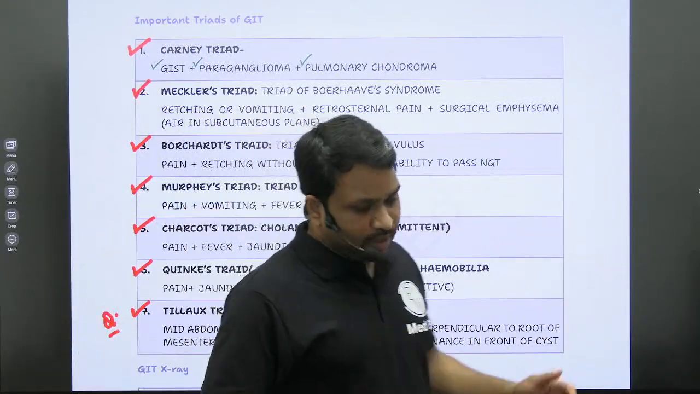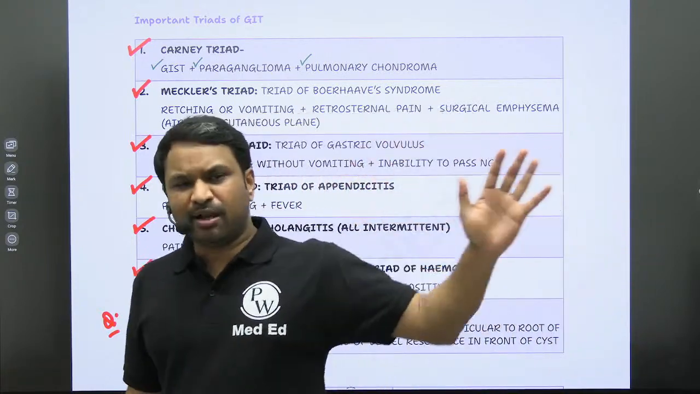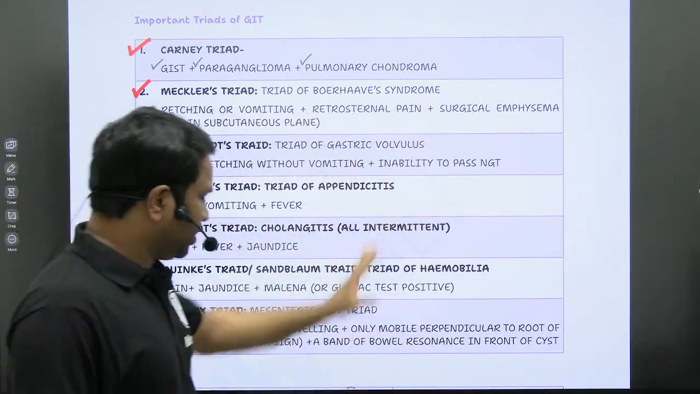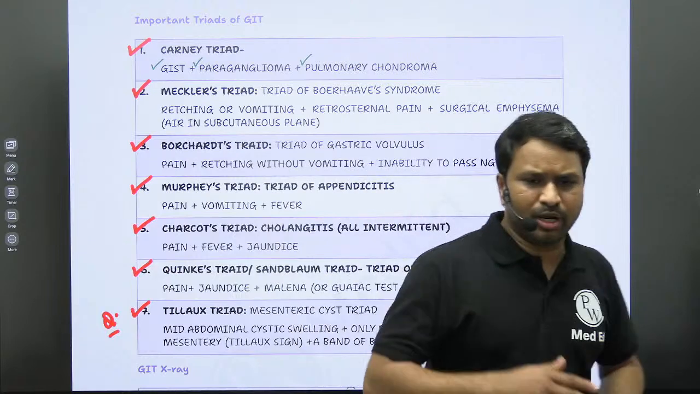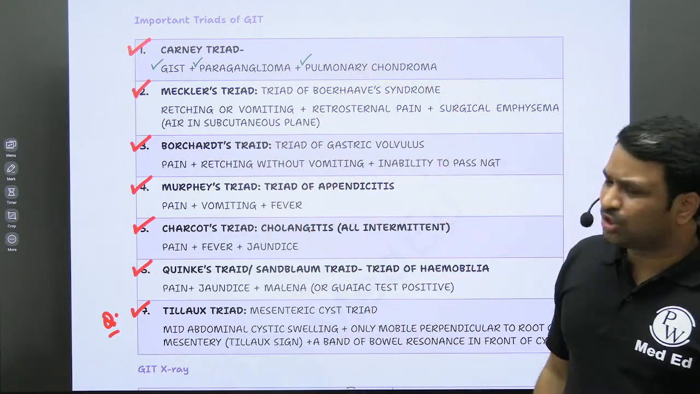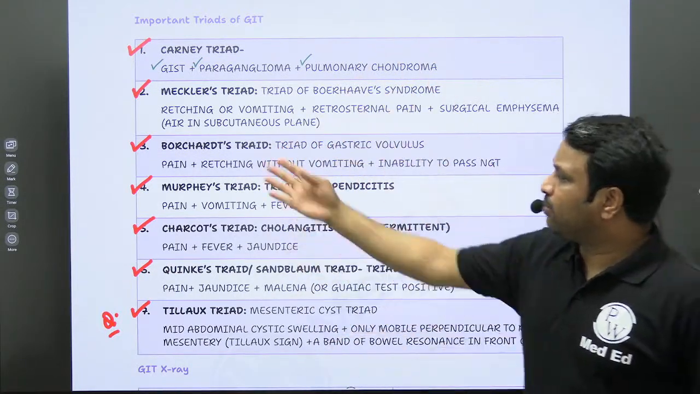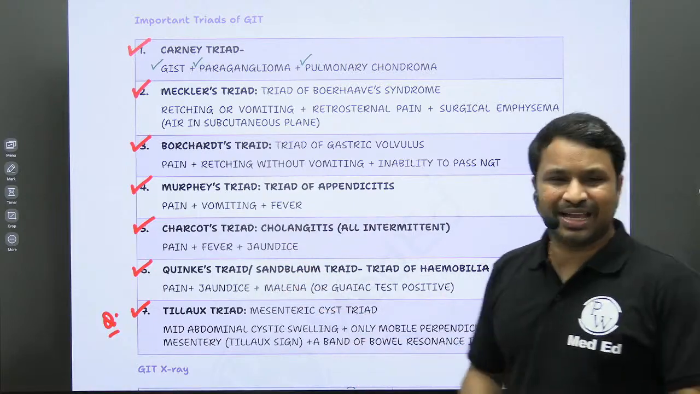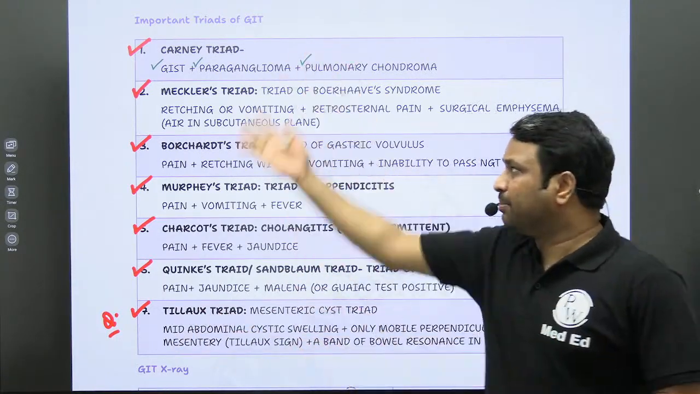mesenteric cyst. ठीक है? एग्जाम में अगर कोई भी ट्रायड बेस्ड क्वेश्चन आएगा, this is more likely what they're going to ask you, not beyond this. ठीक है? तो मोस्टली यही ट्रायड्स पूछे जाते हैं. इसमें से एक बार देखो, कभी आपको बोल देगा बोचार्ड ट्रायड क्या है, कभी बोल देगा क्विंकीज क्या है, कभी बोल देगा टिलॉक्स क्या है. यही बाउंसर्स है, बाकी सबको आपको आता ही है.